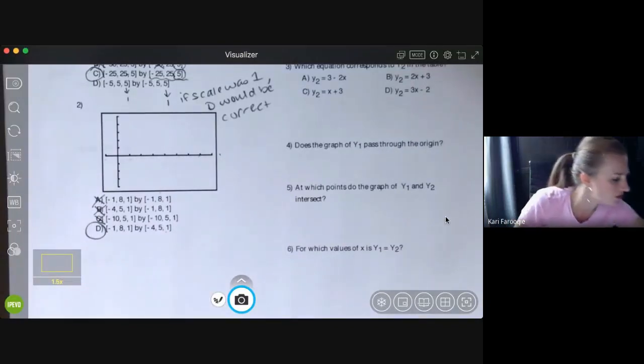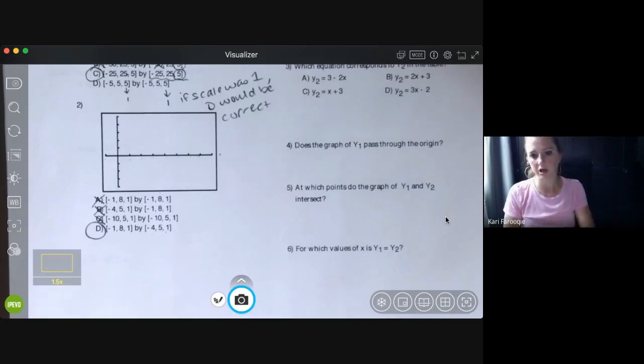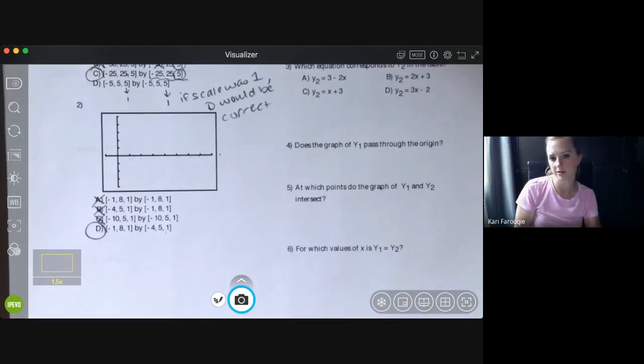I want to look at this in the graphing calculator. I'm going to put my screen up. Before I do that, does anybody have a question about that?